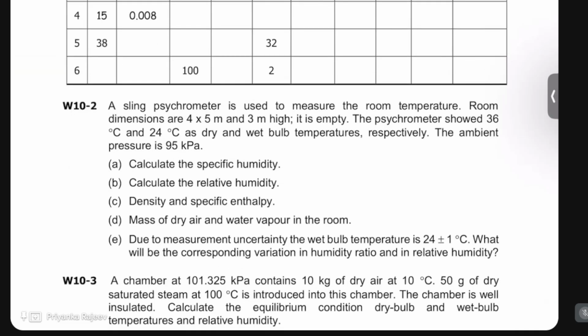We'll go for the second question. A sling psychrometer is used to measure the room temperature. Room dimensions are 4 by 5 meter and 3 meter high. It is empty. The psychrometer showed 36 degrees centigrade and 24 degrees centigrade as dry and wet bulb temperature respectively. The ambient pressure is 95 kilopascal. Now we have to calculate a couple of things.